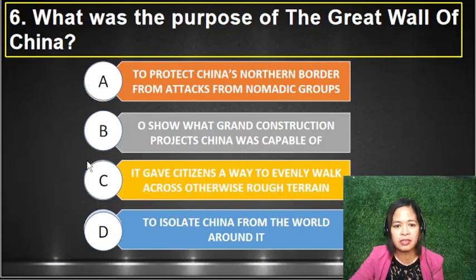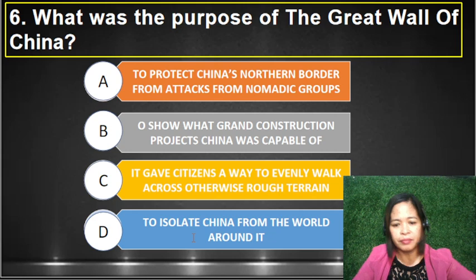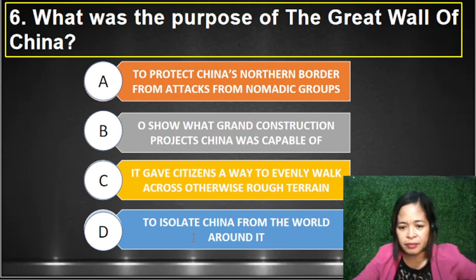Number six, what was the purpose of the Great Wall of China? A. To protect China's northern border from attacks from nomadic groups. B. To show what grand construction projects China was capable of. C. It gave citizens a way to evenly walk across otherwise rough terrain. And D. To isolate China from the world around it.